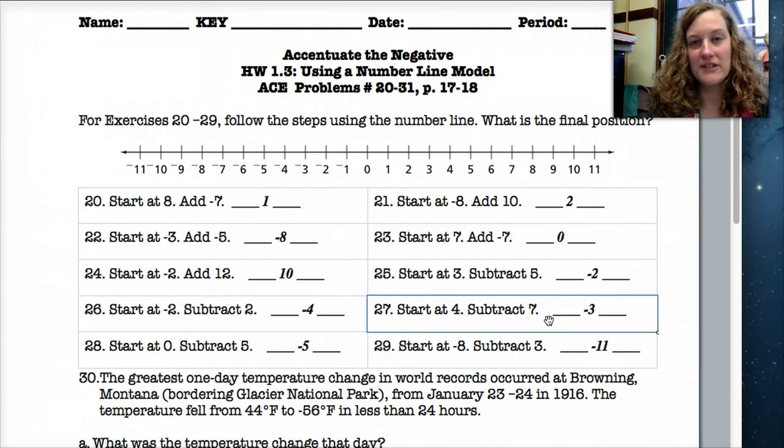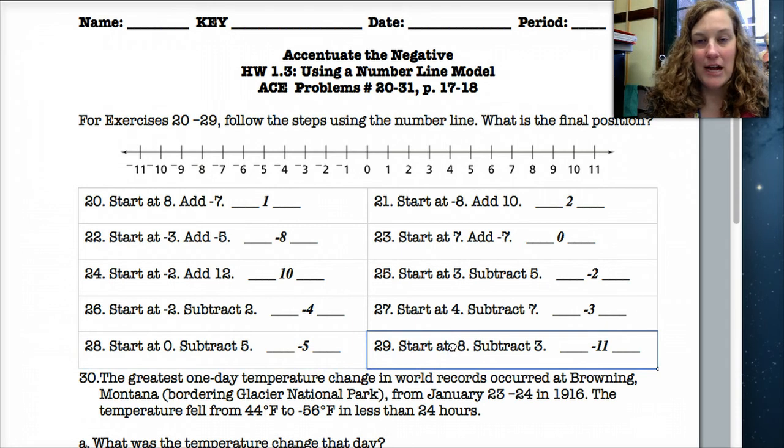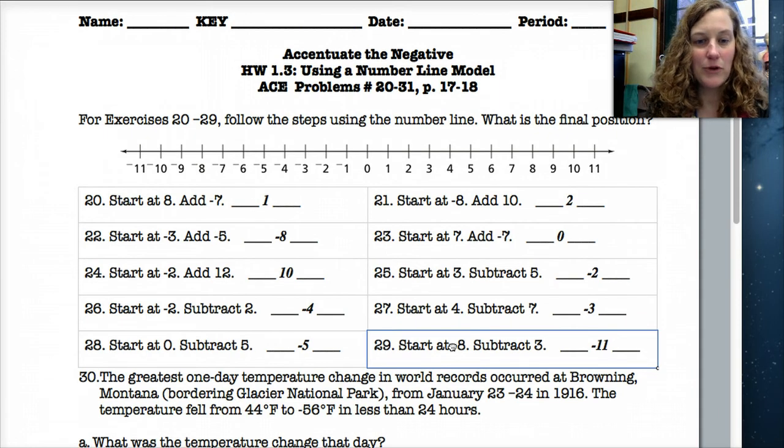Start at 4, subtract 7. If I'm at 4 and I'm subtracting 7, then I go to the left 7, and that's a -3. Start at 0, subtract 5, that means start at 0, go to the left 5, that's -5. Start at -8, subtract 3, go to the left by 3, that's -11. So hopefully using the number line can help you figure out how to do those adding and subtracting problems.